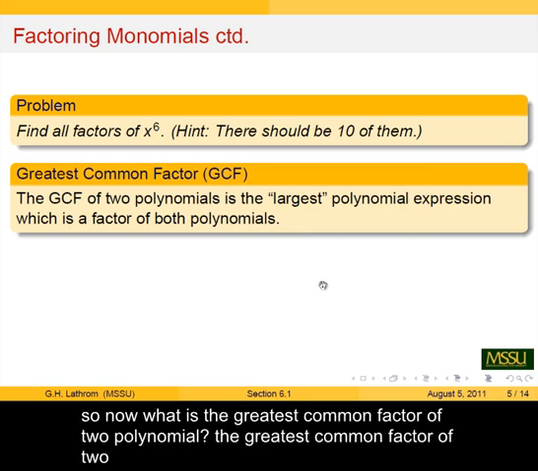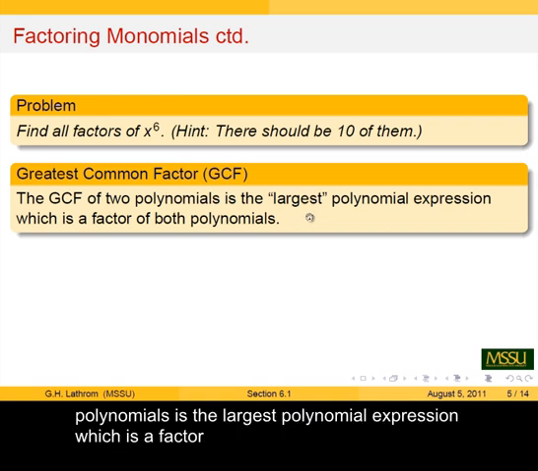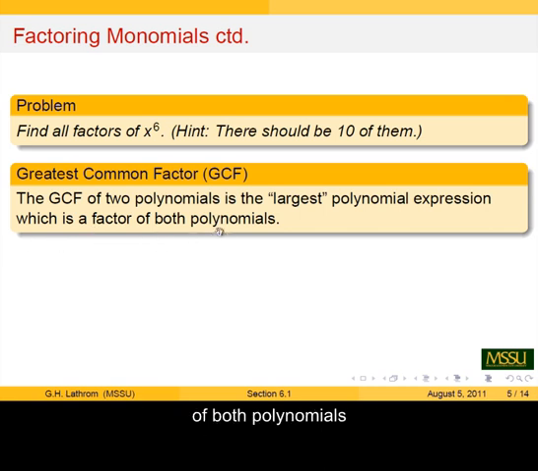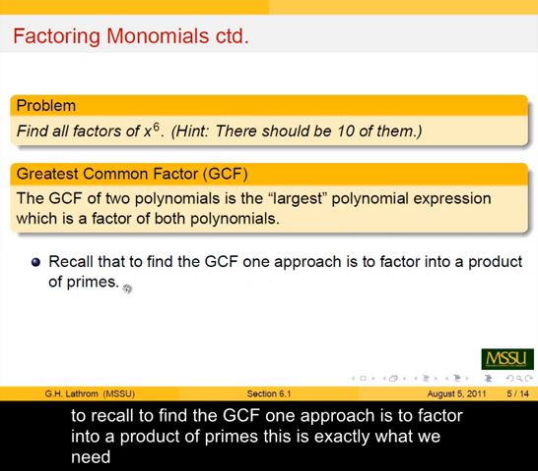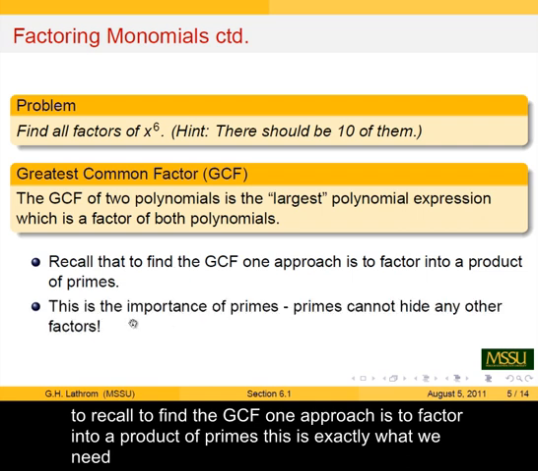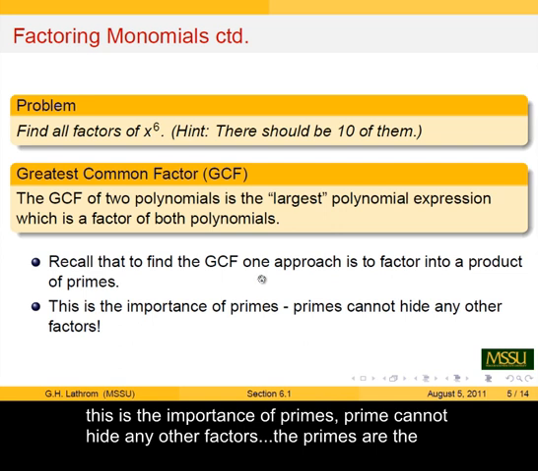So now, what's the greatest common factor of two polynomials? The greatest common factor of two polynomials is the largest polynomial expression which is a factor of both polynomials. Recall that to find the GCF, one approach is to factor into a product of primes. This is exactly what we need. This is the importance of primes.